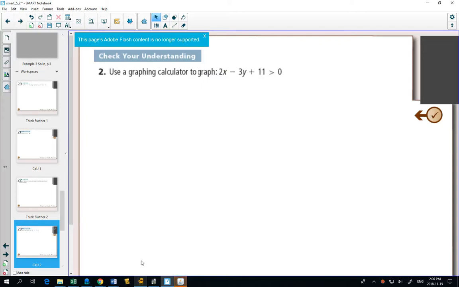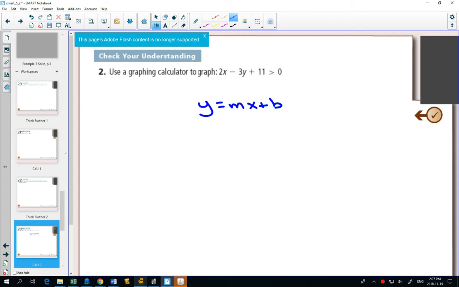Now this question says use a graphing calculator. We're going to look at how we would do it without a graphing calculator because I know not all of you have graphing calculators. But no matter if you use a graphing calculator or not, this is a line, and in order to graph lines, you need to have it in y equals mx plus b form.